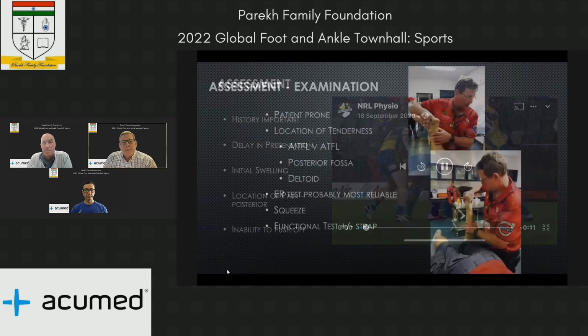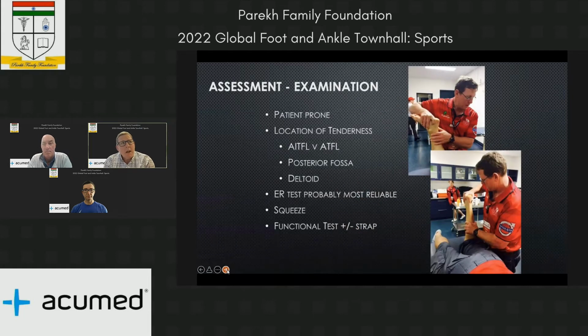So the examination is important. I'm trying to match their mechanism and their history with what I can find on examination. There's a point of difference when you examine them anteriorly: the AITFL always comes off on the fibular side, and its insertion is above the ATFL. So if you're careful about where you're sticking your fat thumb, you can usually find that point of difference in their tenderness.